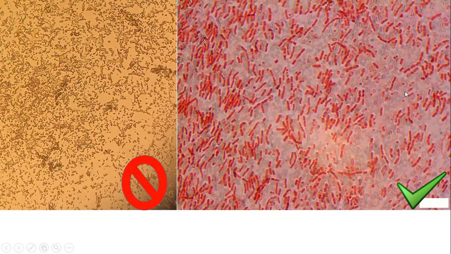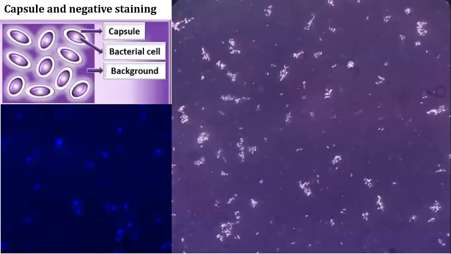Always observe at 100x. It doesn't matter whether it is gram staining, spore staining, or capsule staining. It is better to have individual cells stained and observed.